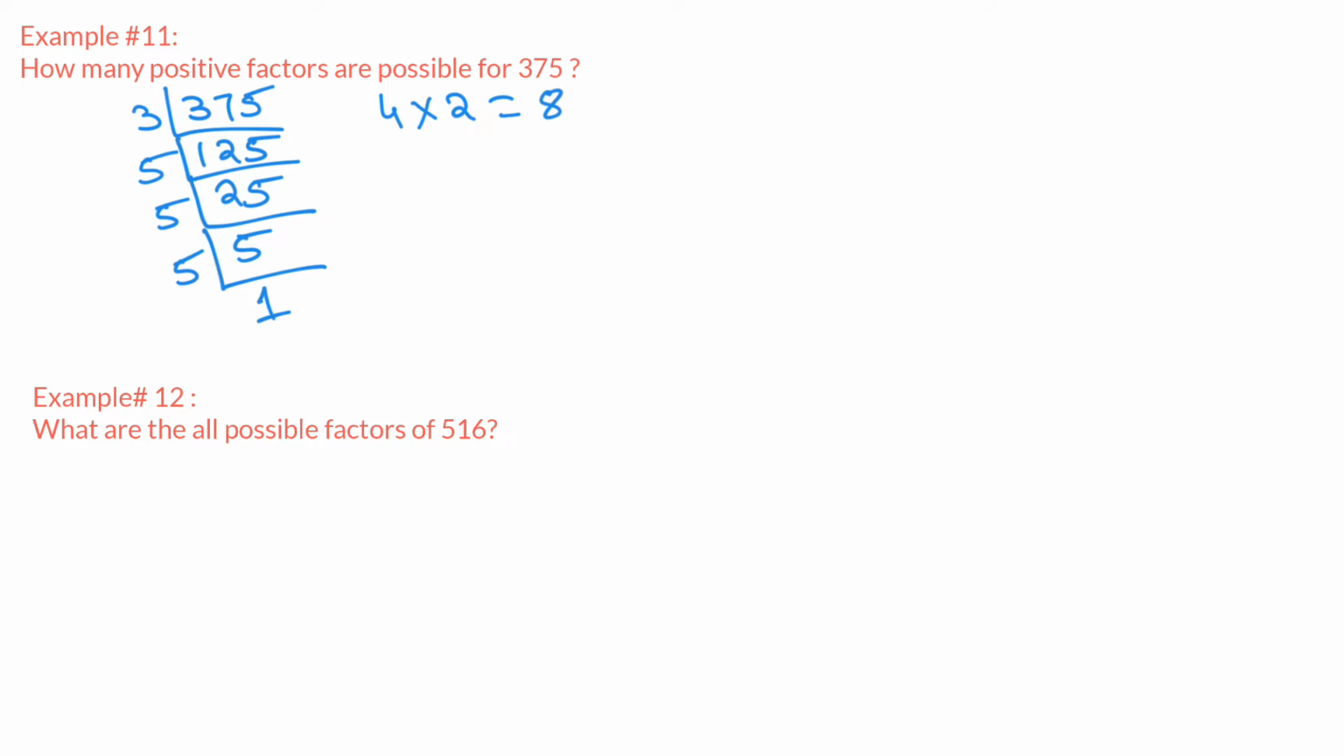Let me validate this answer. For that, first of all, you consider these 4 numbers and you separately write them like this: 375, 125, 25, and 5. These 4 numbers are the factors of 375. You just observe here. Anyway, every number is a factor of itself, and 125, 25, and 5 are the factors of 375. What are the other possible factors?